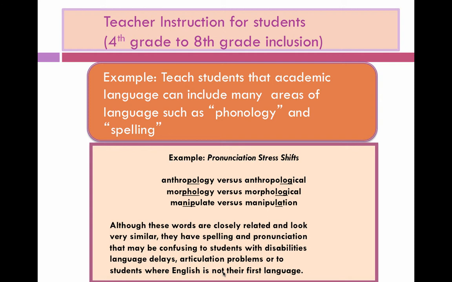The first example is anthropology versus anthropological. The second example is morphology versus morphological. The third example is manipulate versus manipulation. Although these words are clearly related and look very similar, they have spelling and pronunciation that may be confusing to students with disabilities, language delays, articulation problems, or to students where English is not their first language.